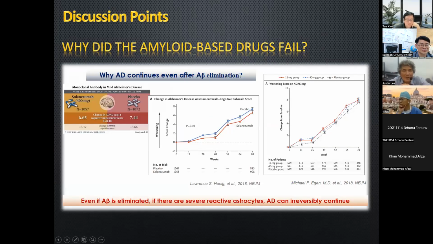Now we can actually discuss this major question: why did the amyloid-based drugs fail? The first question: why does AD continue even after A beta elimination using aducanumab and solanezumab, all these drugs that are supposed to eliminate A beta? We could answer this by saying that even if A beta is eliminated, if there are severe reactive astrocytes, AD can irreversibly continue.